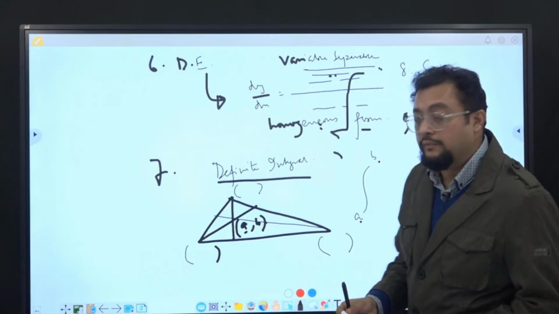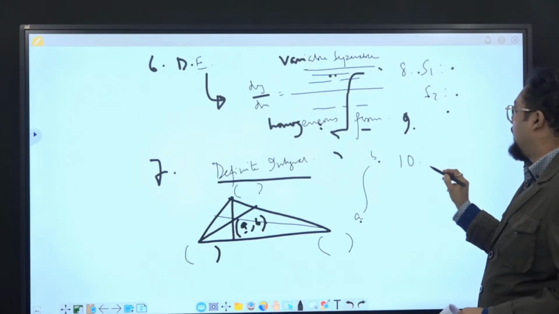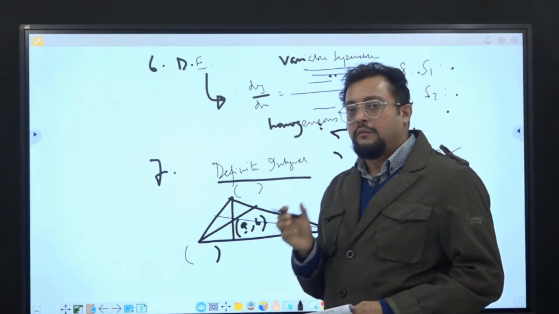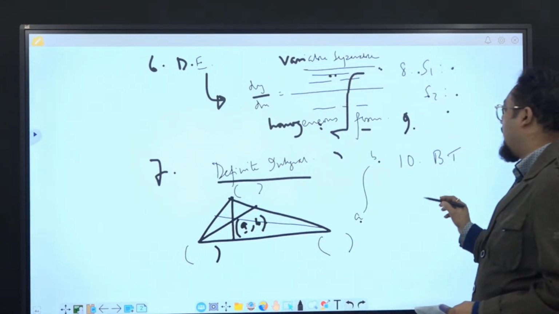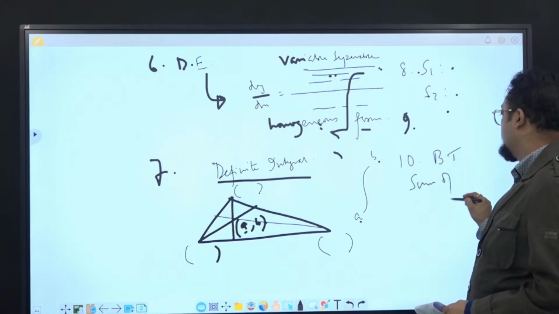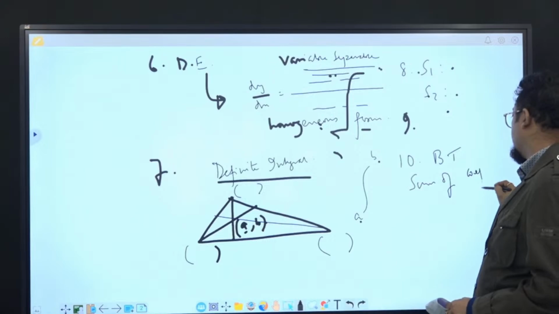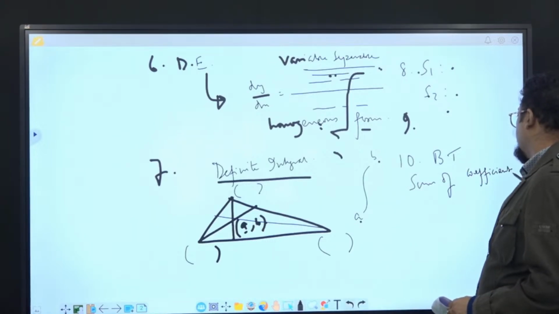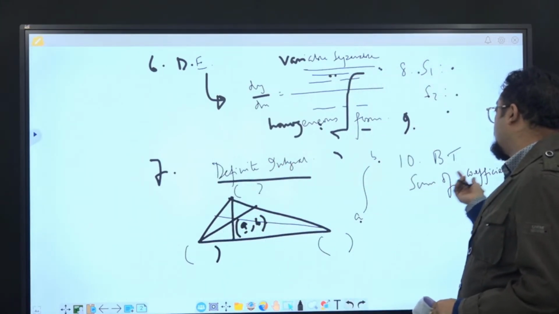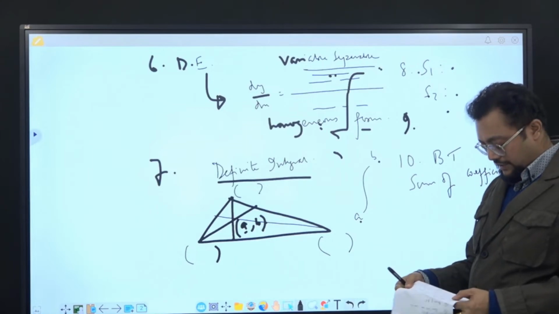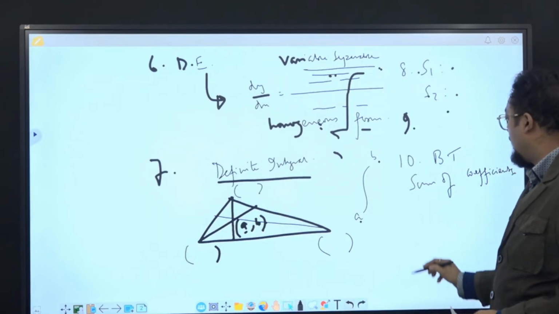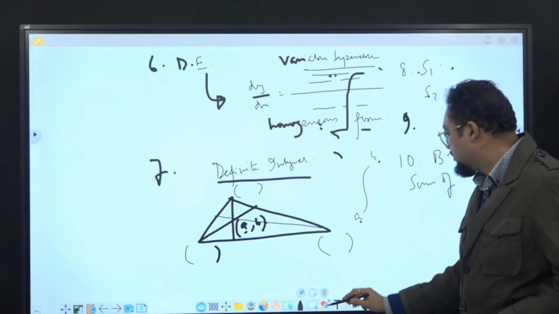In binomial theorem, as they have reported, there was no direct question from binomial coefficients, but they asked problems based on sum of coefficients. Remember, that is not binomial coefficients. Had it been binomial coefficients, it would have been 2 to the power n. But they were asking what was the sum of the coefficients.